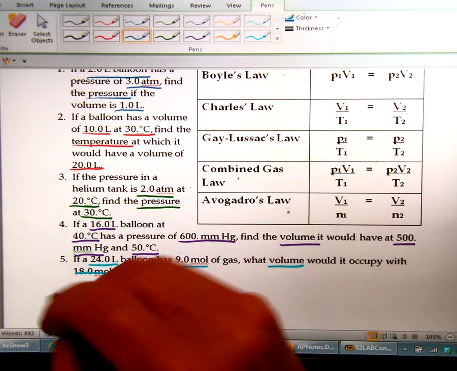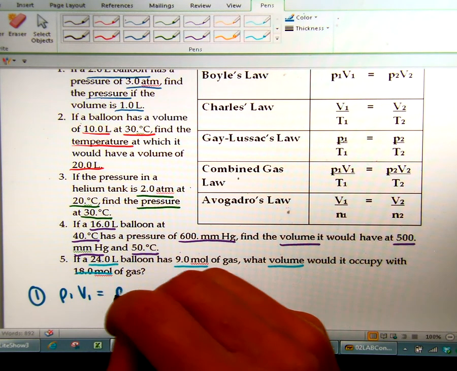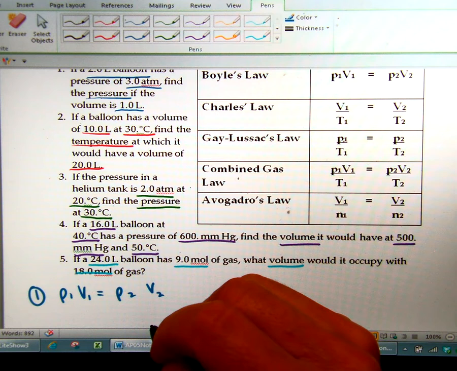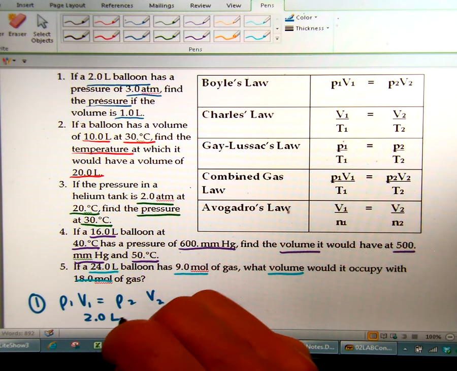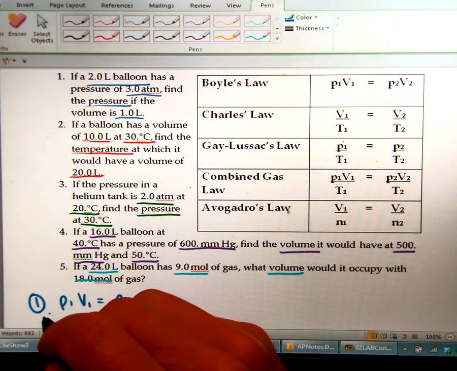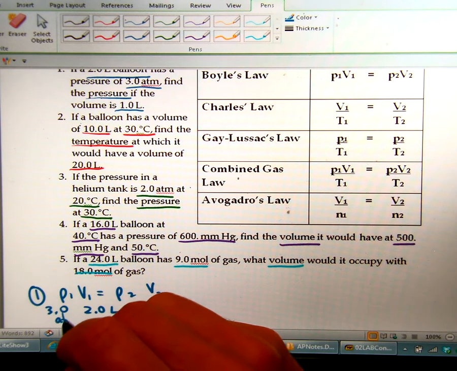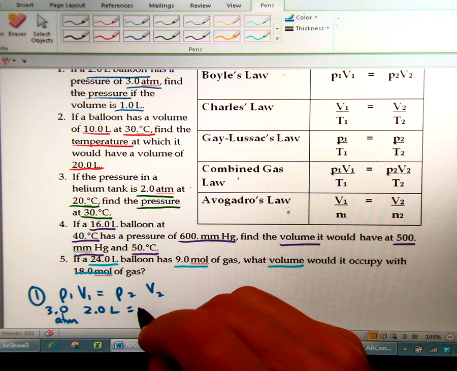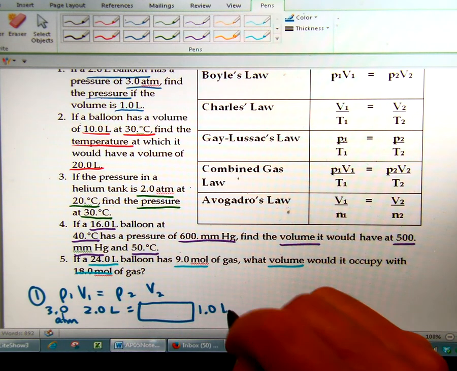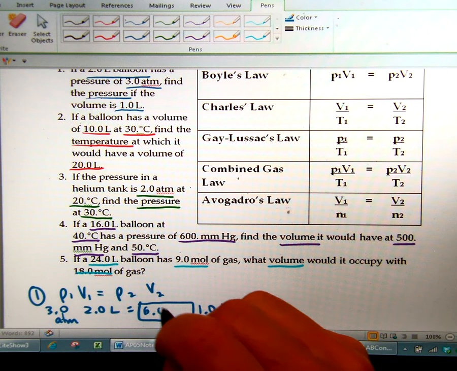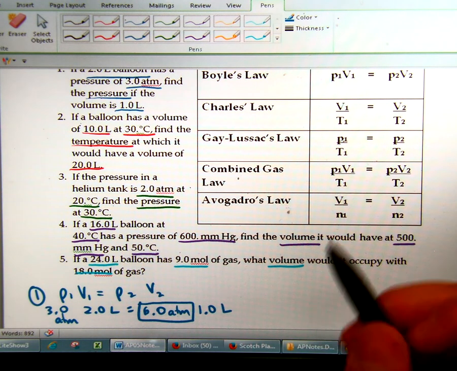So we'll start with number 1. We said that number 1 is going to be P1 V1 equals P2 V2. So the first volume, you can see right here, is 2 liters. So we're going to write 2 liters over here. The first pressure is 3 atms. The final pressure is what we don't know. And the second volume is 1 liter. So when you do the math for this, you're going to find out that this comes out to be 6 atms.